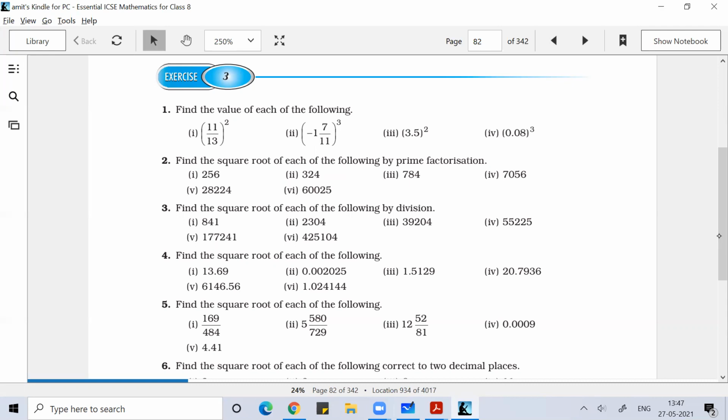177 को कैसे करना? 177241, I'll take as 2. 886 है, 241 2 से जाएगा भाई. यही मैथ्स पढ़ रहा है तू? ऑड नंबर 2 से जाता है.